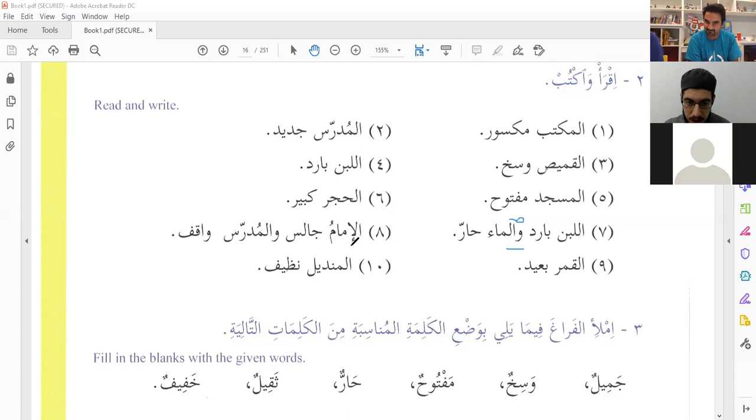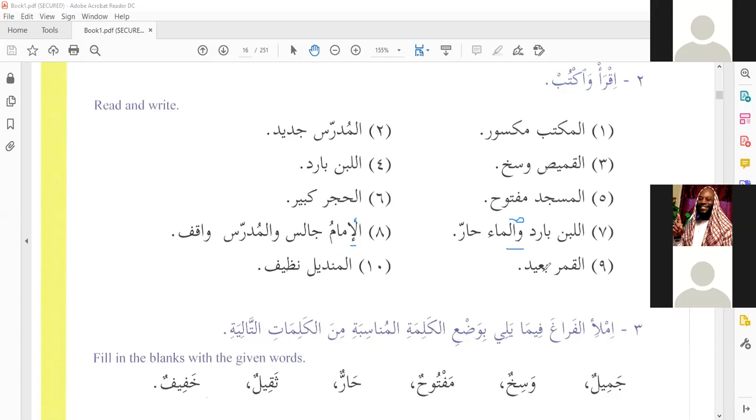Here, what do we have here? That's actually a hamza down there. This is called a hamzatul qata', which all you need to know is that one you always pronounce it. So al-imamu jalisun, wal-mudarrisu waqifun. The imam is sitting and the teacher is standing. Very good. Okay. Ibrahim, do for us number 9.